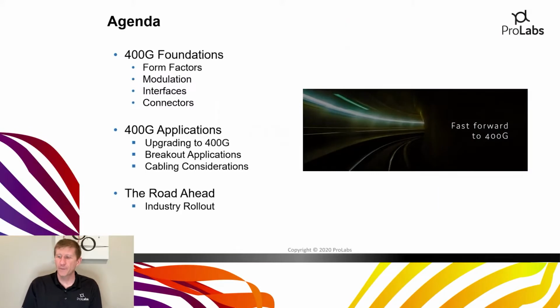We're here today to talk about 400 gig architectures and what you need to know as you deploy 400 gig. Our agenda today is to discuss a few key themes. Our foundations, where we talk about modulation, form factors, interfaces, connectors, things that are really critical to deploying 400 gig. We look forward to applying that to real-world networks in data centers and service providers. What are the real practical things you need to know as you deploy 400 gig? And we'll also talk a bit about what lies beyond 400 gig.